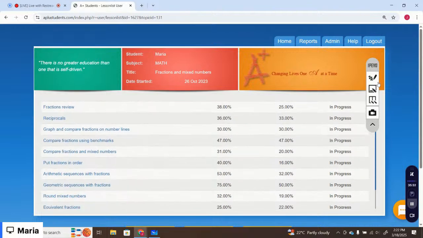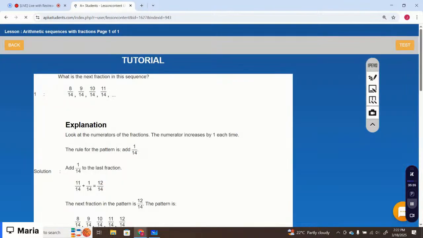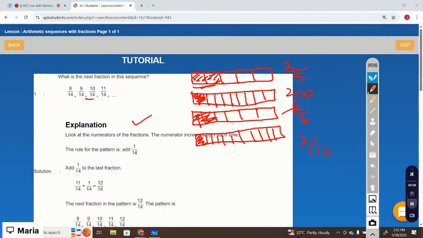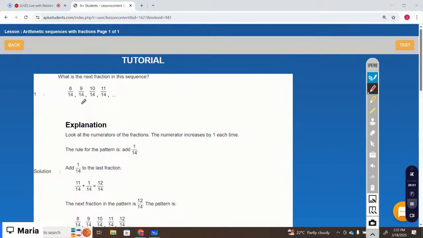The next lesson is arithmetic sequences with fractions. What is the next fraction in the sequence? You have to see how the fractions are going. Let's look at their denominators. They have the same denominators, and their numerators are increasing by 1: 8, 9, 10, 11. So the next one would be 12 over 14.